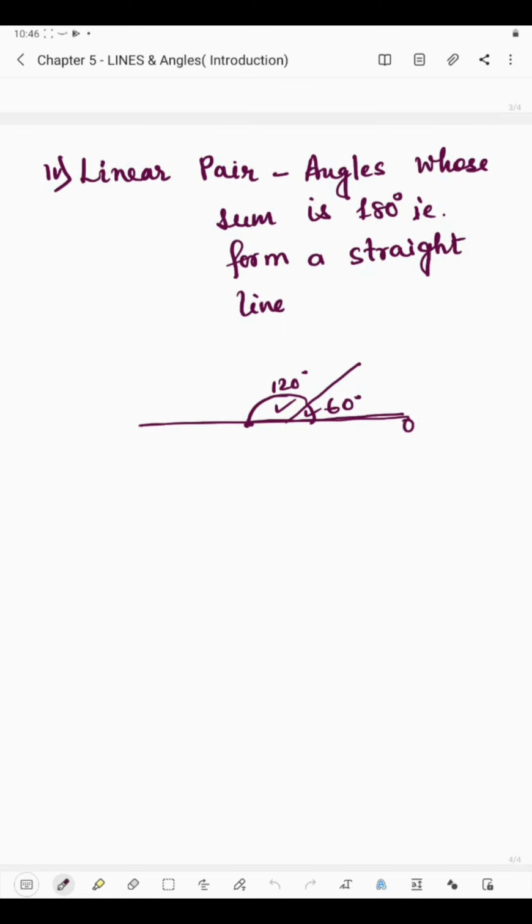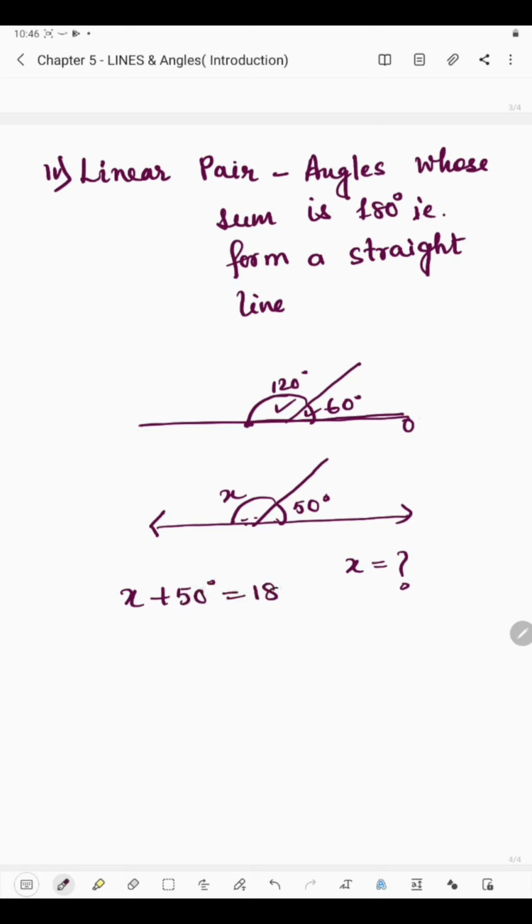Okay. Now suppose this is a given straight line, and here one of the angles is given as 50 degree, and suppose this is angle X, and you will have to find angle X. How to find this? Since we know that if the sum of two angles is 180 degree, then it forms a straight line. So these two angles are a linear pair. So the sum of these two angles will be 180 degree. Then only it forms a linear pair.